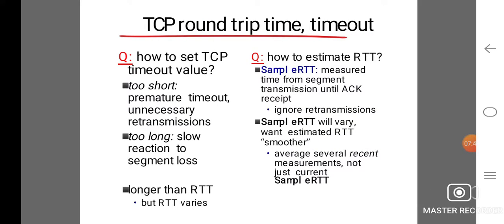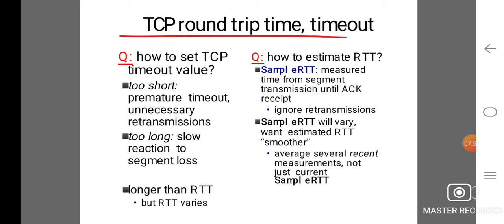TCP round trip time and timeout. Question: how to set the TCP timeout value? Too short means premature timeout and unnecessary retransmissions; too long means slow reaction to segment loss. It should be longer than RTT, but RTT varies.